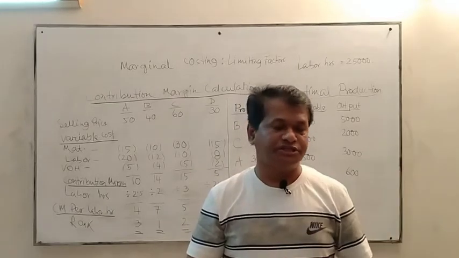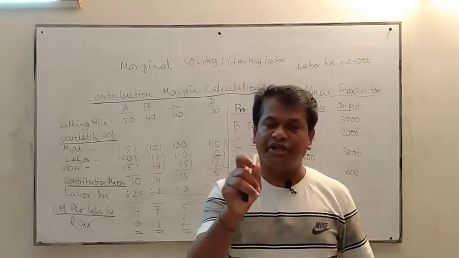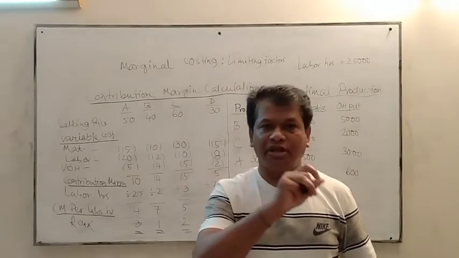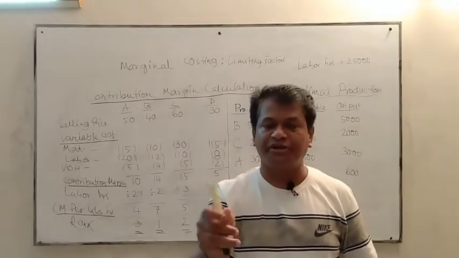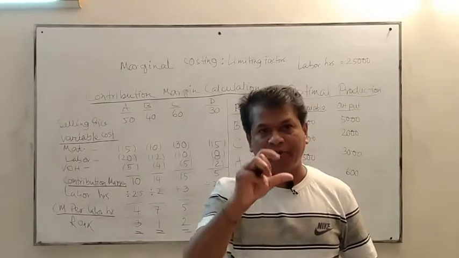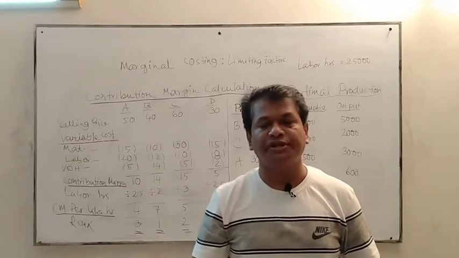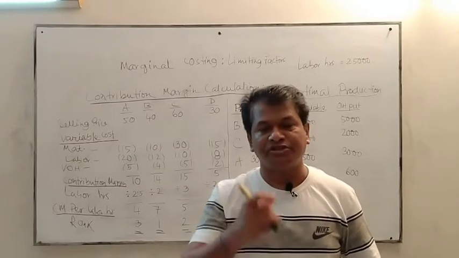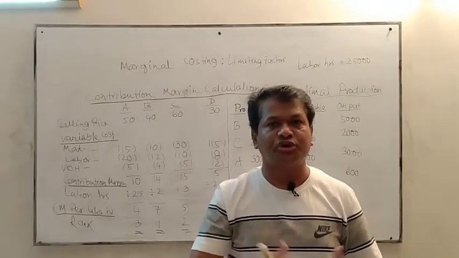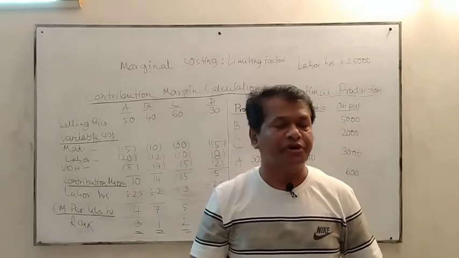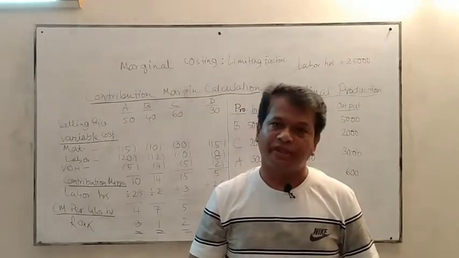So information is given: cost per unit, material cost per unit, labor cost per unit, variable cost per unit. Again, what amount of resources is required to produce 1 unit, that is the material, how much material is required, it is 1 kg or 2 kg, like that. So how much quantity of materials is required, that is also given.